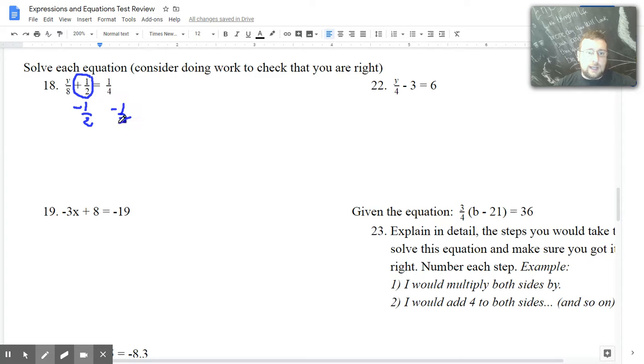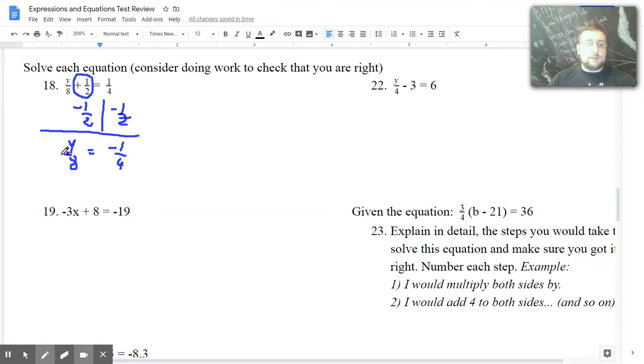Now, if you subtract half from a quarter, you're going to end up with -1/4, right? Because you can do the actual process of adding fractions if you need to, but if you have a quarter and you take away half, which is 2/4, you're going to take away 2/4 from a quarter, you end up with -1/4, right? So if you do that, you're going to end up with y/8 equals -1/4.